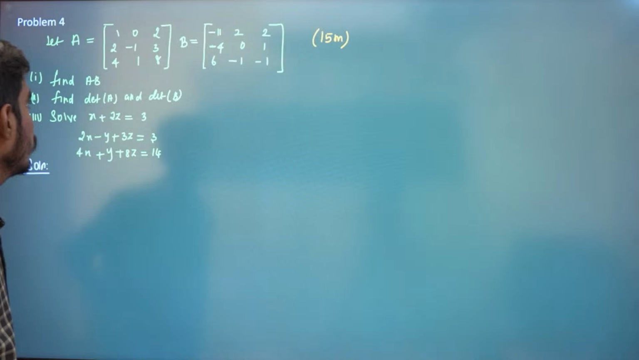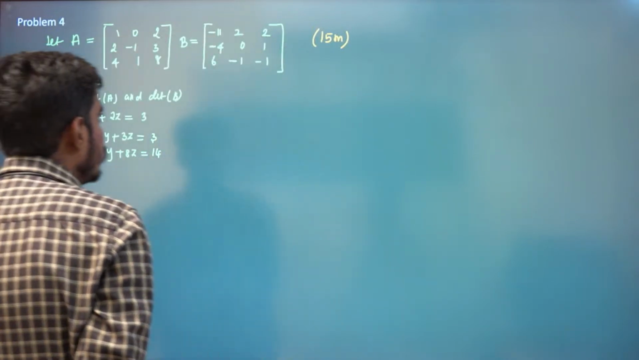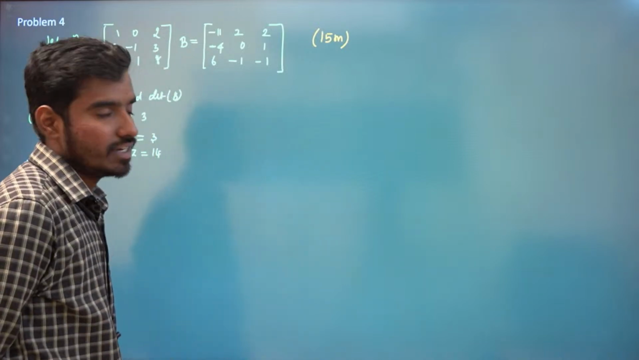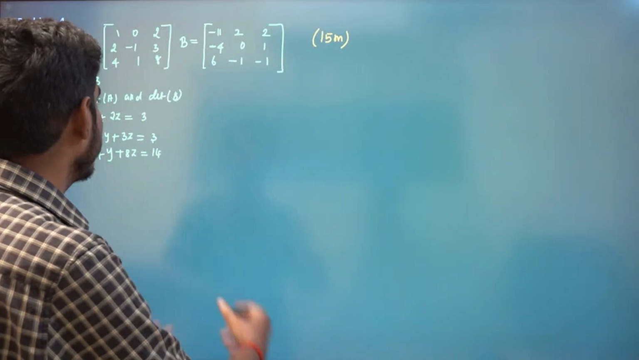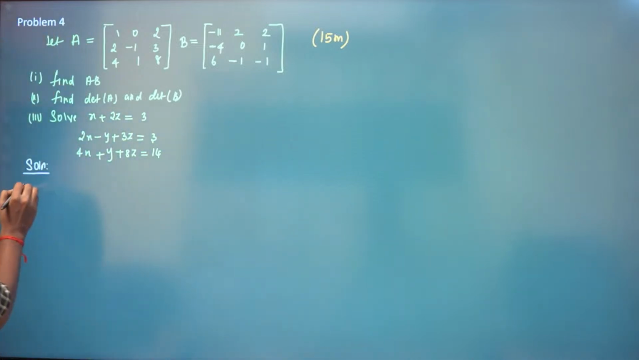Let A be the matrix 1, 0, 2; 2, minus 1, 3; 4, 1, 8. B is the matrix minus 11, 2, 2. See, this carries 15 marks. I can't even imagine why they are asking this kind of question for 15 marks. Okay, so find AB, the product A into B.